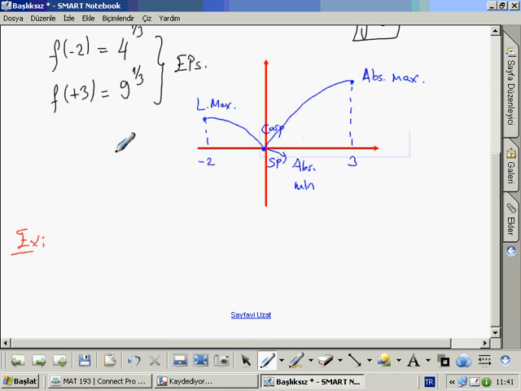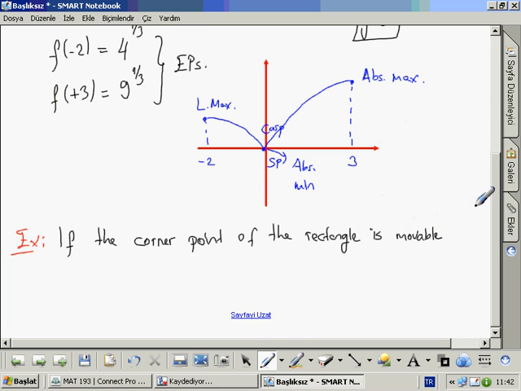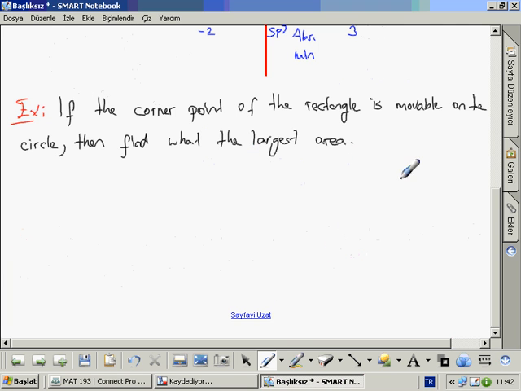Let me continue with the example again, and this example is about the extreme value. If the corner point of the rectangle is movable on the circle, then find what the largest area of the rectangle is.